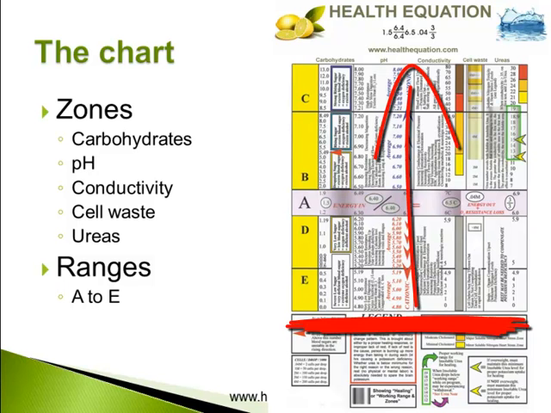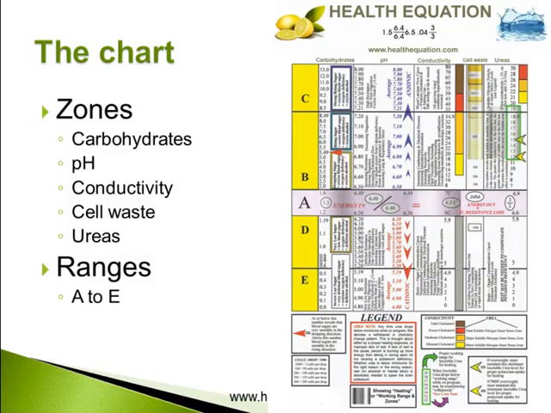All the numbers for the various zones start with their minimum at the bottom and increase to their maximum at the top, and you will see that the ideal numbers for the health equation in zone A is 1.5 for carbohydrates, 6.4 for the urine pH, and 6.4 for the saliva pH, 6.5 for conductivity, 0.04 for the cell waste, 3 for the nitrate nitrogen, and 3 for the ammonium nitrogen.